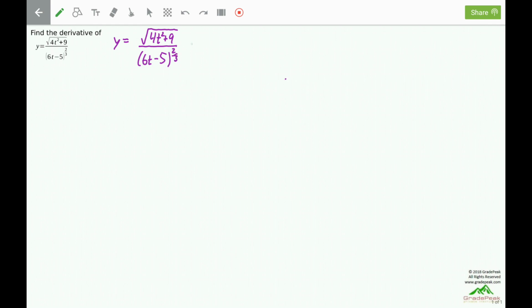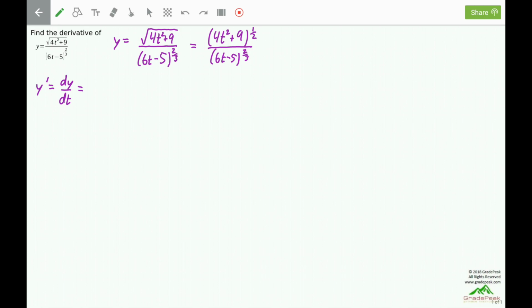We're therefore going to make use of the quotient rule for the derivative, but before we do that, let's rewrite this numerator with a fractional exponent. 4t squared plus 9, it's to the first power second root, so 1/2 power, all over that denominator, 6t minus 5 to the 2/3 power. So quotient rule for the derivative y prime, or dy dt.